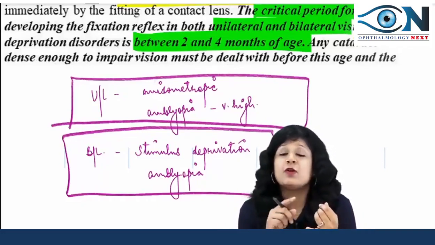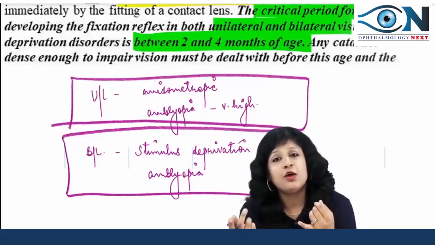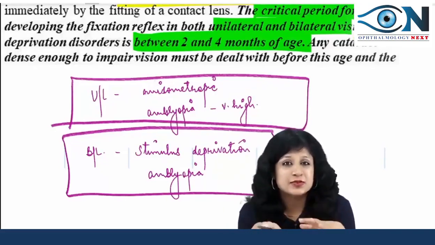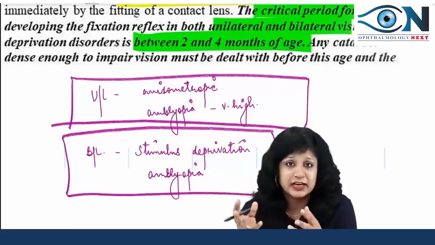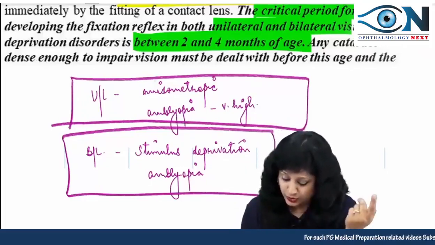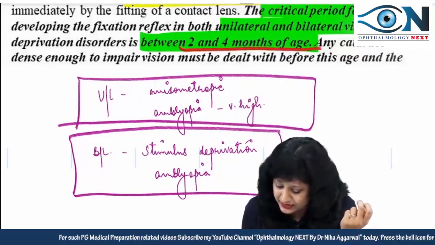So we always take all the data from Parsons or Duke-Elder, and one or two things which are inappropriate from Parsons according to the Indian scenario, that I keep on telling you. Otherwise, the values of Parsons are quite standard. So this is your 2 to 4 months of age. Always remember that this is the standard value.